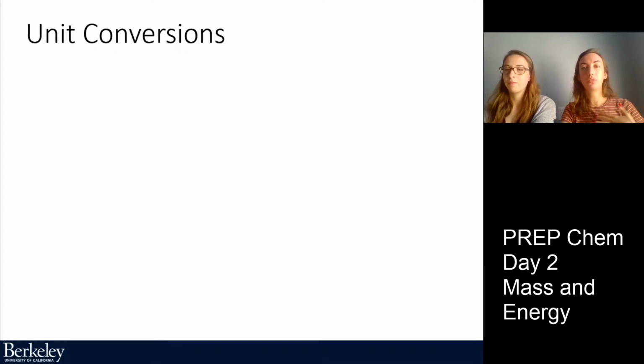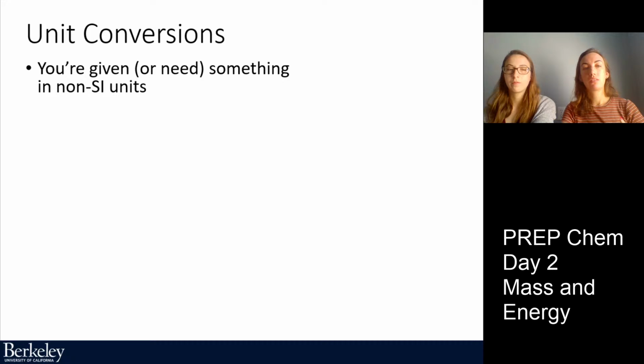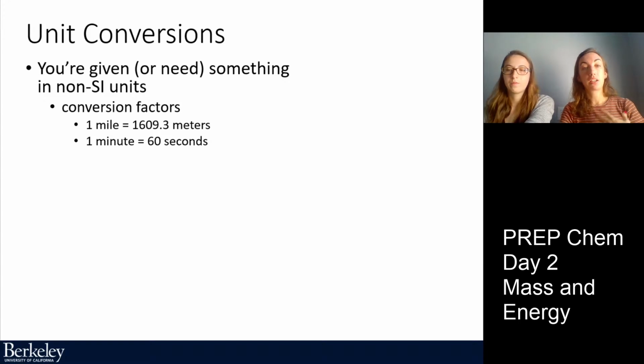So how do you actually convert between units? You would need to do this if you're given something in non-SI units and need to convert into SI units, or vice versa. So maybe you only have a scale that measures things in pounds, but your equation requires mass in kilograms. So there are conversion factors that do that. For example, 1 mile is 1609.3 meters, 1 minute is 30 seconds, 1 day is 24 hours. There's a whole bunch of these conversion factors.